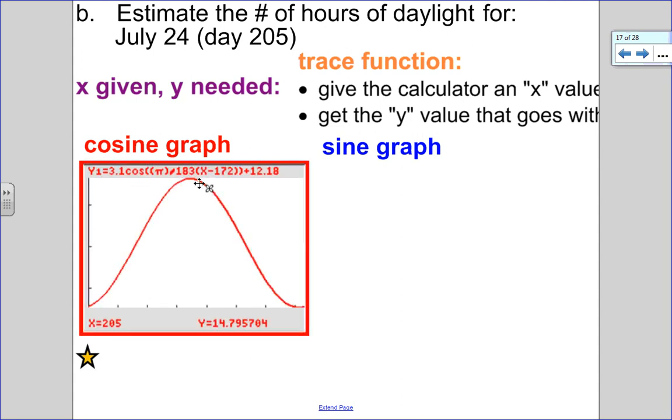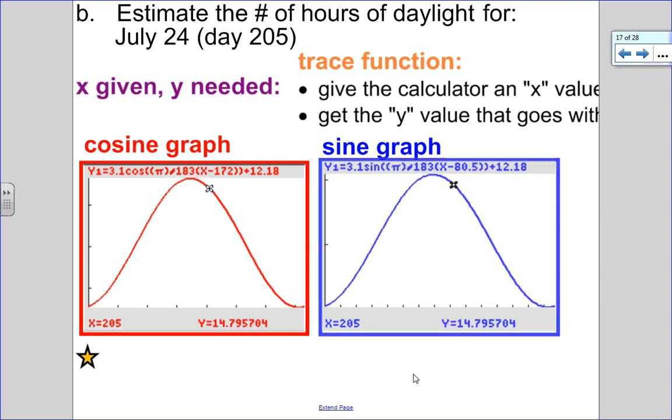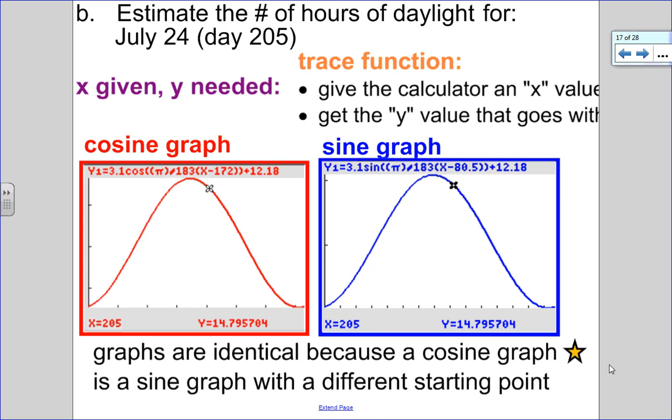Cosine graph, there's my equation, and I do trace 205, and I get the number of daylight hours is going to be about 14.8. Let's see if it's the same value on my sine graph. So there's my new sine equation with that smaller shift, and you can see it is also 14.8 hours of daylight on day 205. Remember, those graphs are identical because a sine and a cosine graph are the same exact graph with A, B, and D values. They just have different C values, but you can see they are the same.